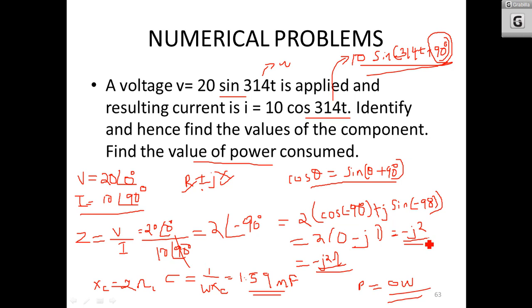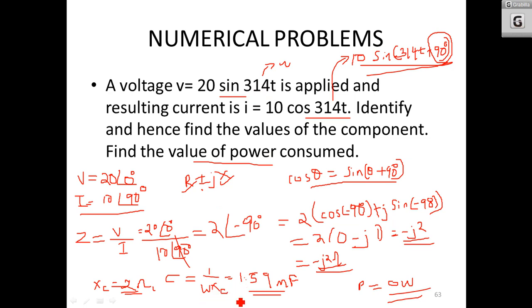If you look at the rectangular form, it is basically a pure capacitive circuit. Why? Any impedance can be written as R plus or minus jX, and here we have only minus j2. Minus j2 is equivalent to minus jXc, which means capacitive reactance is 2 ohm. Now, capacitance is given by 1 by omega Xc. Omega is from the equation of voltage, sin omega t, so omega is 314. So it is 1 by 314 into 2.